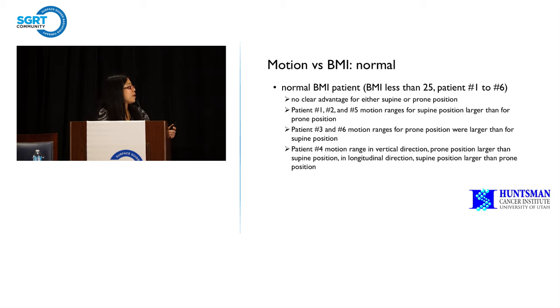For normal BMI range patients, there is no clear advantage of either supine or prone position. We will go back to the table in the next slides. Patients 1 to 5 have supine larger than prone, and patients 3 and 6 have prone larger than supine. And there's one patient along the vertical direction where prone is larger than supine, and on longitudinal, supine is larger than prone. So it's a little more complicated.